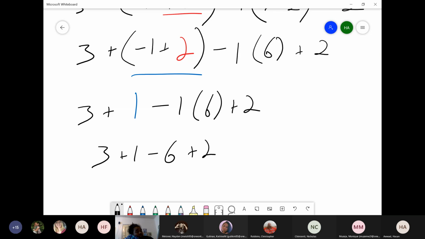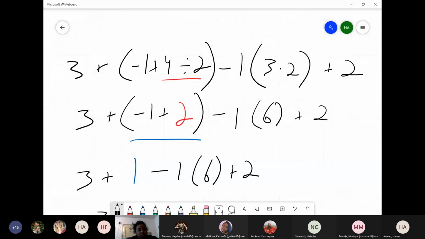Plus 2. And now because addition and subtraction are on the same order, we can just read it from left to right and go across. And we see that we have 3 plus 1 gives you 4, minus 6 gives you a -2, plus 2 gives you 0. Any questions on this?